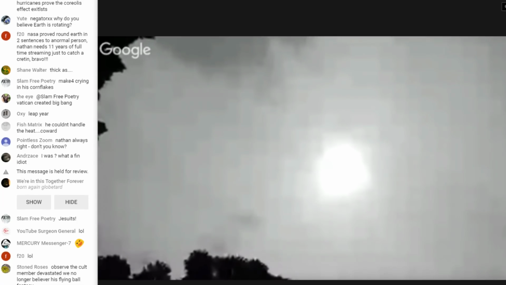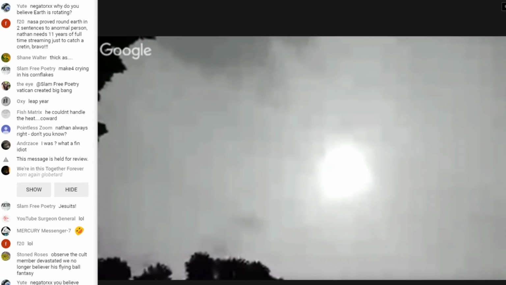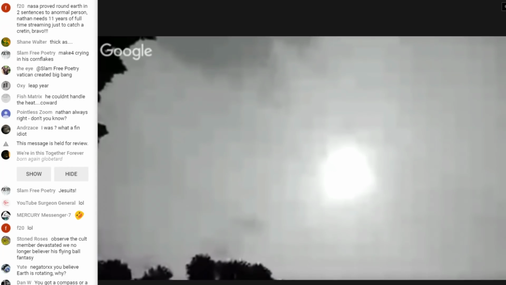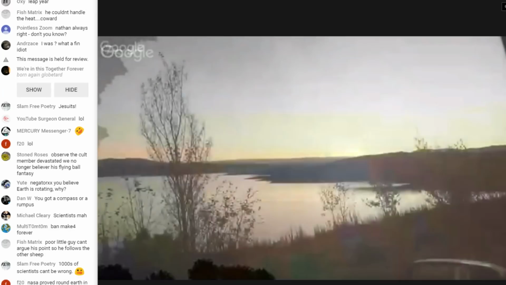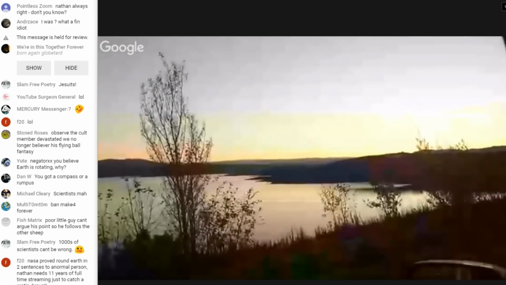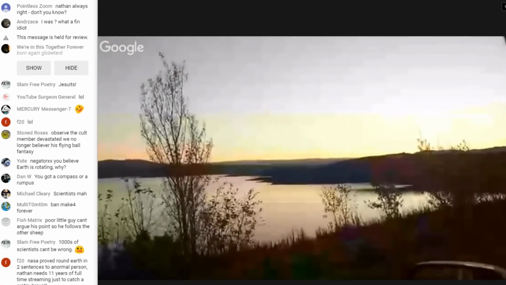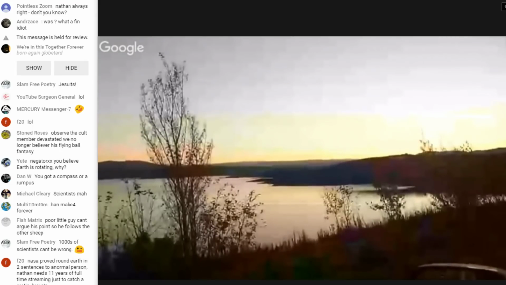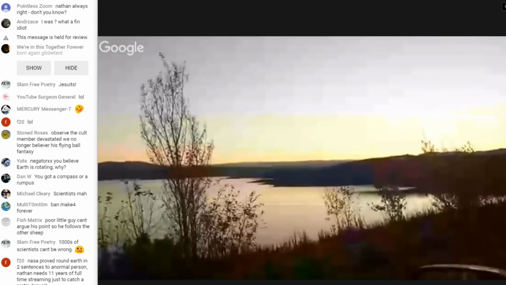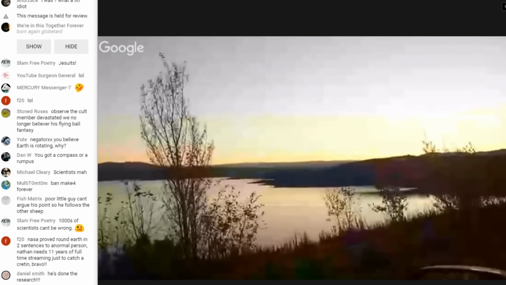How does your sun wobble again? Repeat after me: antipodal star rotation. Say those words. Antipodal star rotation does not prove we are on a sphere. Why did you bring it up and assert it then?